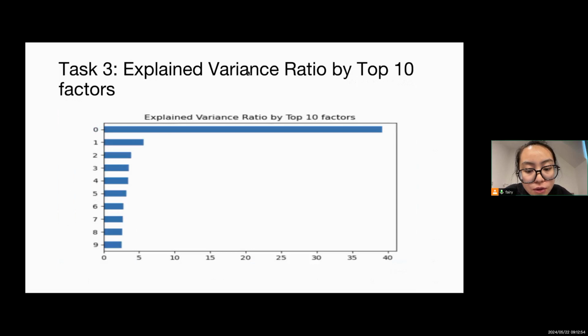I then used PCA to perform an eigen analysis. It can be found that the first principal component explains most of the variance, while the explained variance of the subsequent principal components gradually decreases. This indicates that the first principal component plays an important role in capturing the major variability of the data.